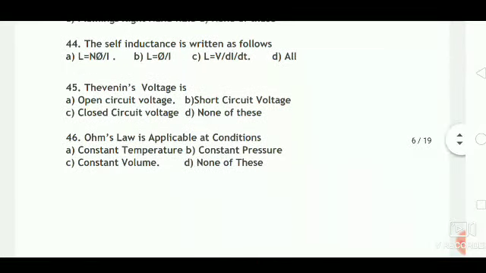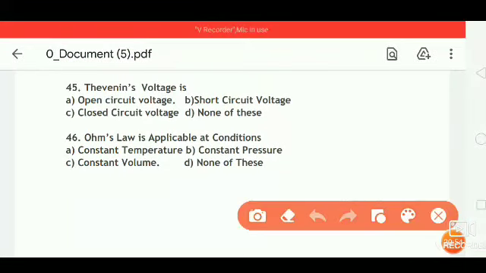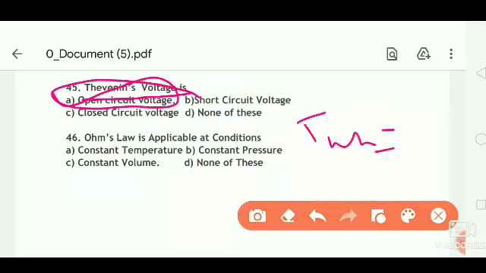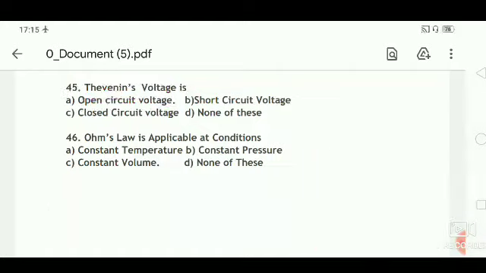So the next question is, Thevenin's voltage is: open circuit voltage, short circuit voltage, closed circuit voltage, or none of the above. We know Thevenin's voltage is always the open circuit voltage. Option A is the right answer.